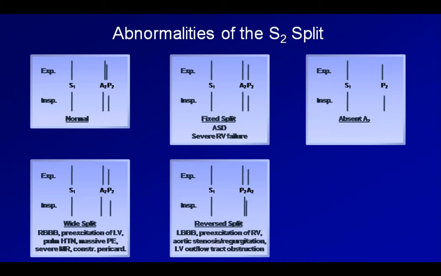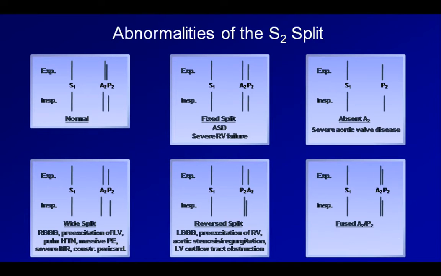An absent A2, which will manifest as an absent split, can be seen in severe aortic valve disease, such as severe calcific aortic stenosis. And a fused A2 and P2 throughout the respiratory cycle will also manifest as an absent split, and this can be seen with a VSD with Eisenmenger's syndrome or a single ventricle. These last two abnormalities, the absent A2 and fused A2P2, are very similar acoustically, but differ greatly in their patient populations. The former is heard almost solely in the elderly, while the latter is heard almost solely in the pediatric ages.